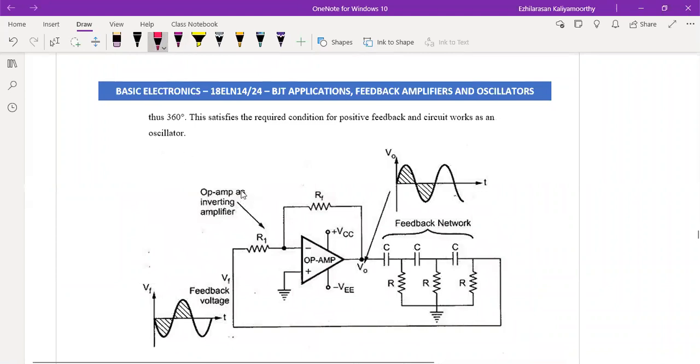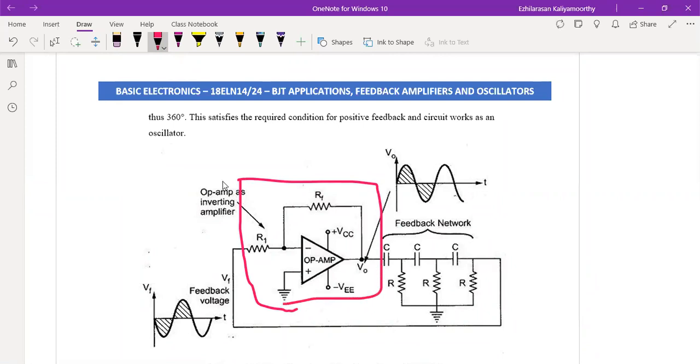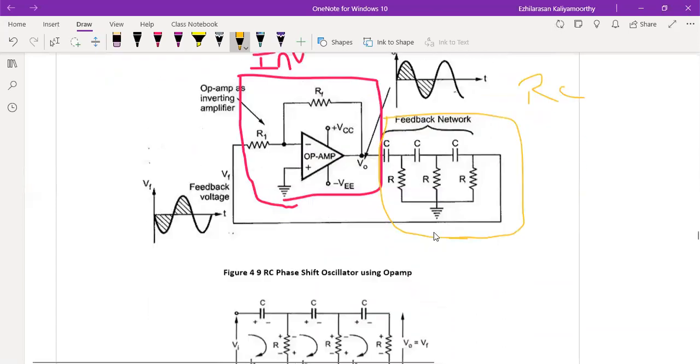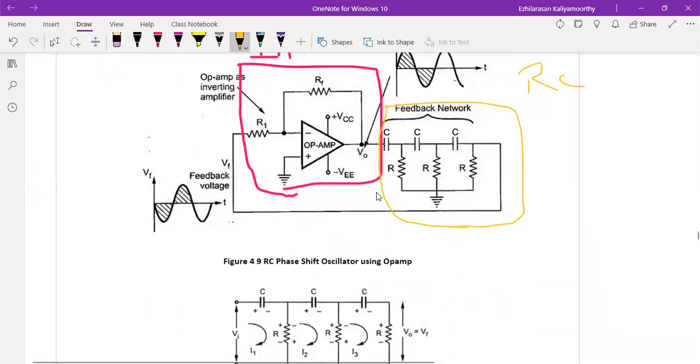Now the output of the amplifier, see this is the diagram here. This circuit, we have already studied. I hope you remember that. This whole thing is nothing but an inverting amplifier. We studied this as an inverting amplifier. Then this complete circuit is nothing but your RC network. It is a feedback network actually.